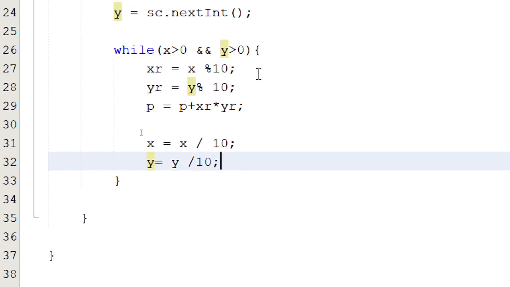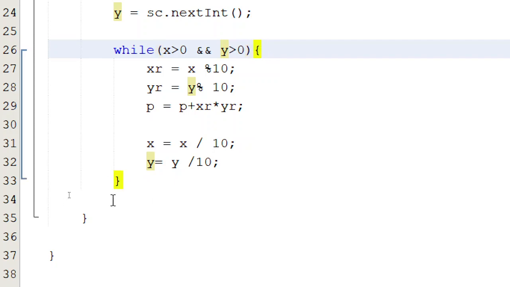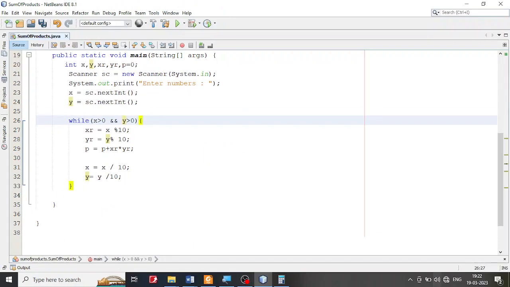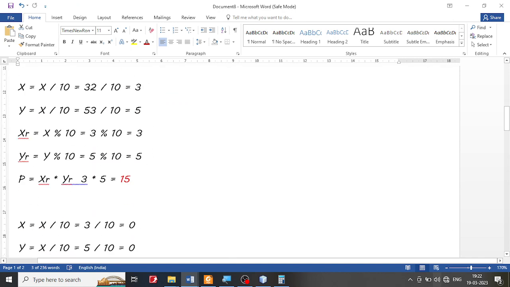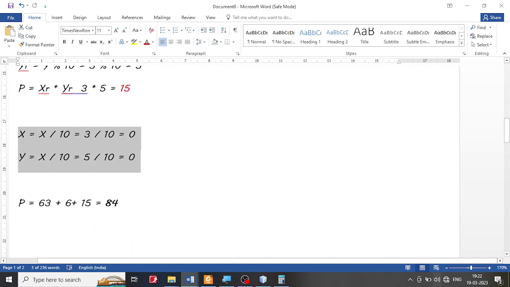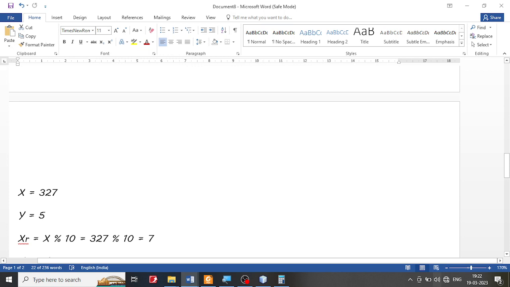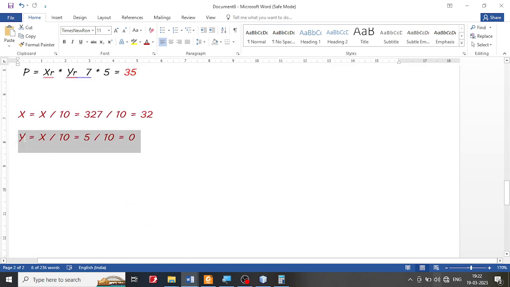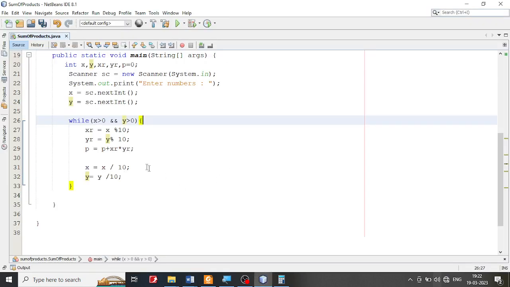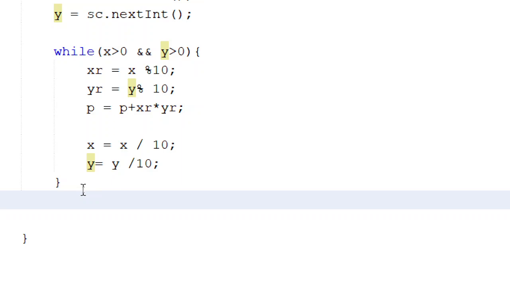So let me keep that while loop properly. If you notice, that while loop has ended here. So this will keep on doing it until both x and y become 0. So there are two conditions. x and y can become 0 simultaneously, like in the first case, or if the digits are not the same, one of them may become 0 earlier.